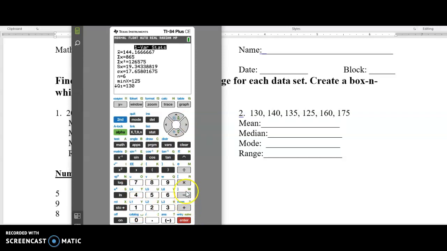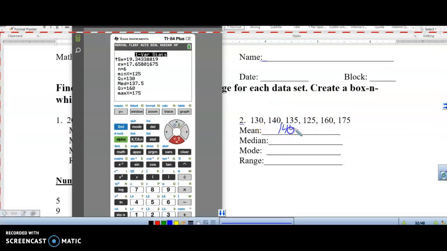All right, so this time, here's our mean. Remember the X with the line over it. Our average value is 144, and we'll say 144.2 because we'll round it. Okay, so we'll slide it up. So our mean was 144.2. Our median is right there listed for us, 137.5. There are no numbers that repeat, so again, we do not have a mode. Our range is maximum minus our minimum.